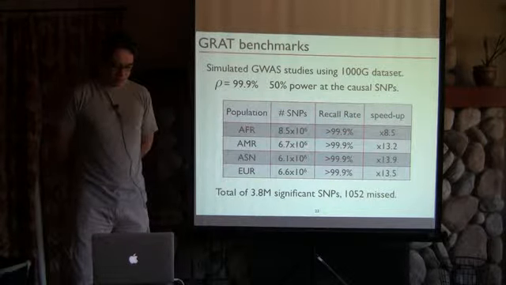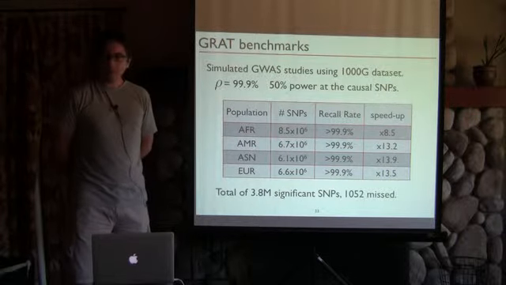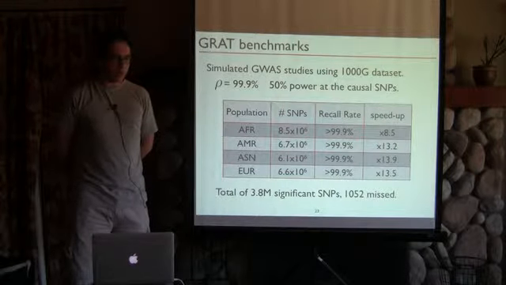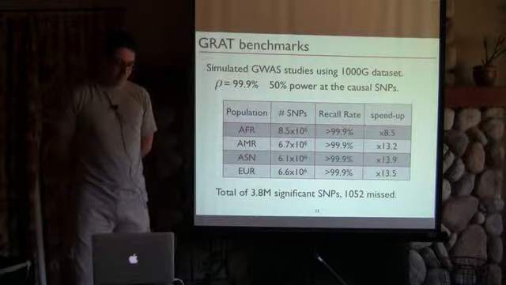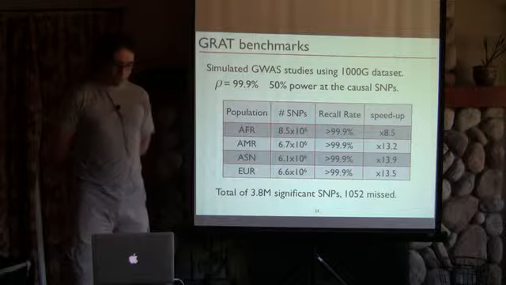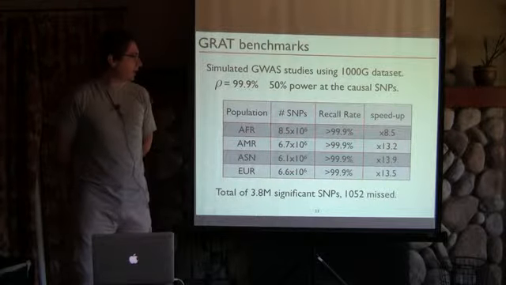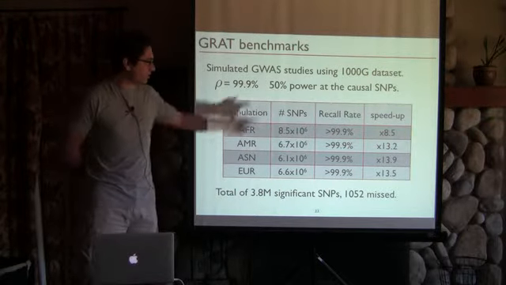We performed thousands of simulations, and in our simulations, we used 50% power at the causal SNP, which means if we test the causal SNP in these studies, we are going to identify it as significant half of the time. Our target recall rate was 99.9%, which means we want this function to identify at least 99.9% of the significant associations, and we check what's the speed up.